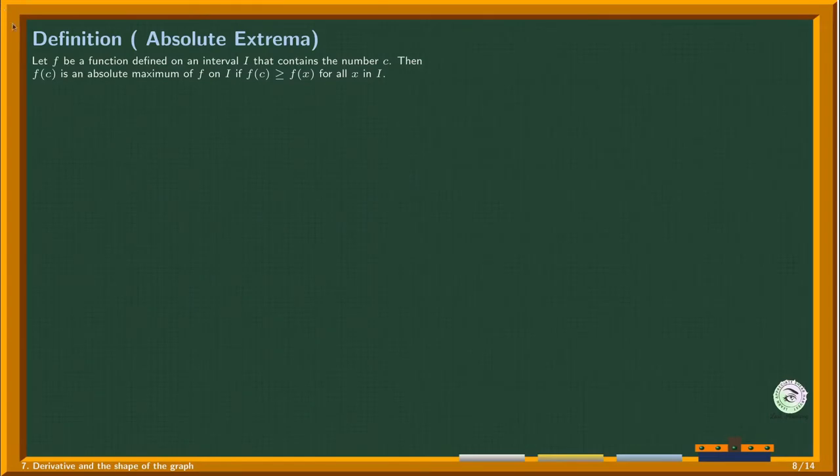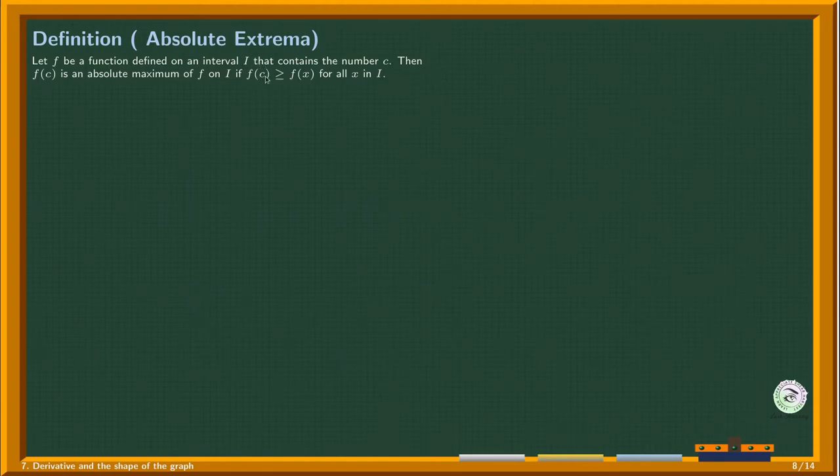Okay, let's look at the definition of absolute maximum. We have a function f defined on an interval I, and c is a number in that interval. Then we call f(c) the absolute maximum of f on I if f(c) is greater than or equal to f(x) for all x in I. That means f(c) is the highest value attained by this function inside the interval.